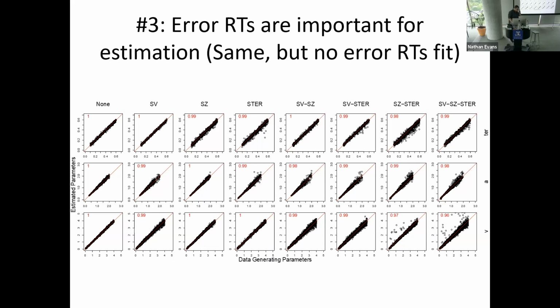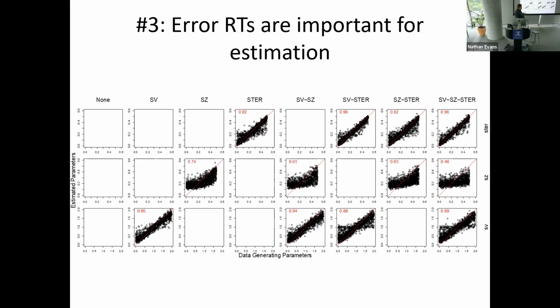This also provides an interesting second perspective. If you're somebody who believes that error RTs are perhaps contaminated with extra processes, it does provide you a different way that you potentially fit the model, right? But the more interesting thing for me is that throwing out error RTs doesn't really change anything in terms of the estimation, right? And you're probably saying, well, Nathan, but the between trial variability parameters.